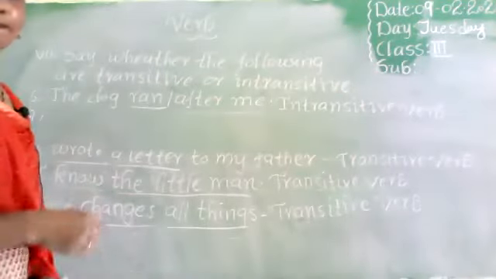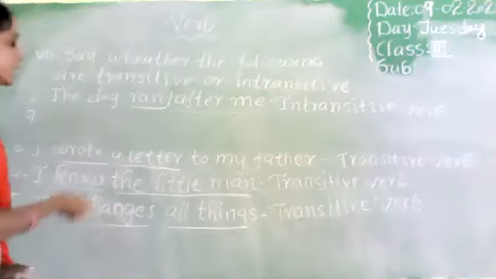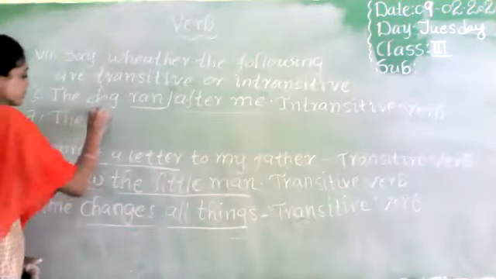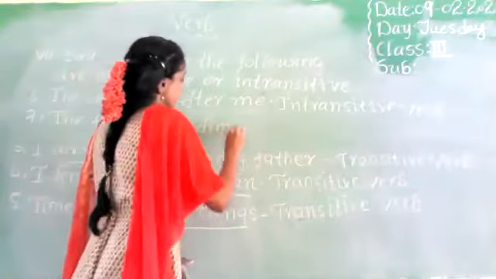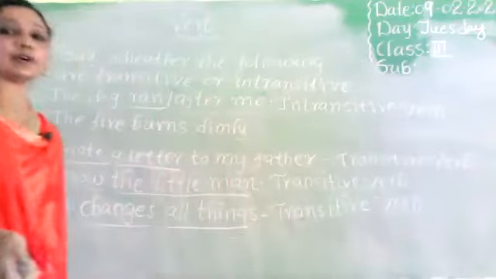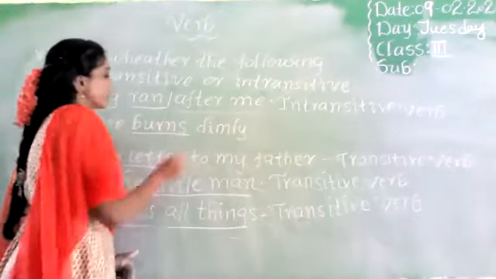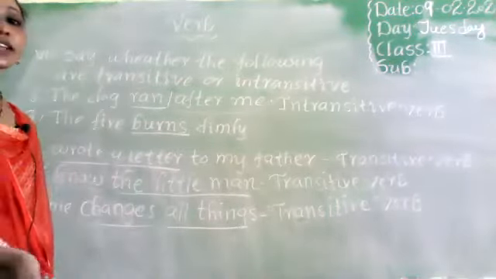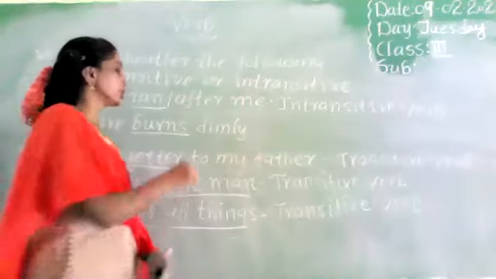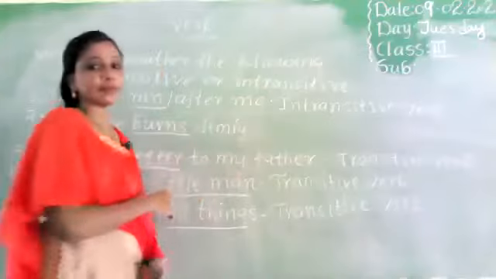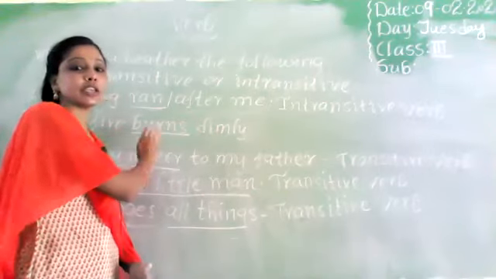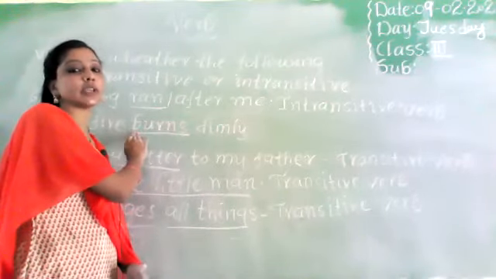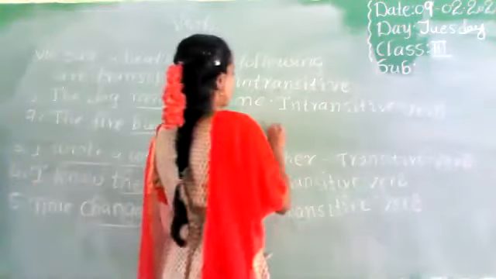Okay. Next word. The fire burns dimly. Here burns. The fire burns is giving the full meaning of the sentence. The fire burns. That we can understand. No need to add any object here. This is the adverb. It is giving the extra information about the verb, but we can't call it an object. So without any object also, the verb is giving the full meaning. Such verbs are called intransitive verbs.